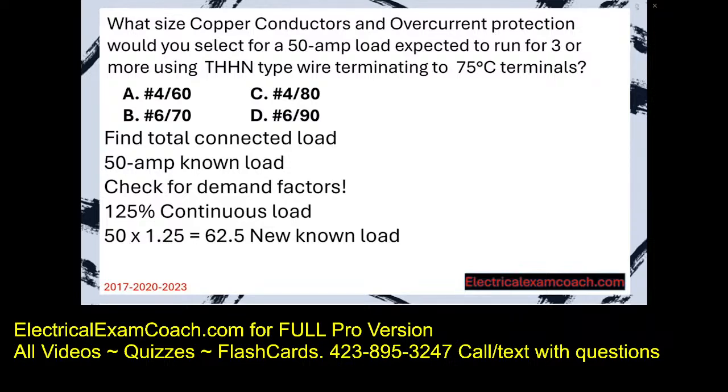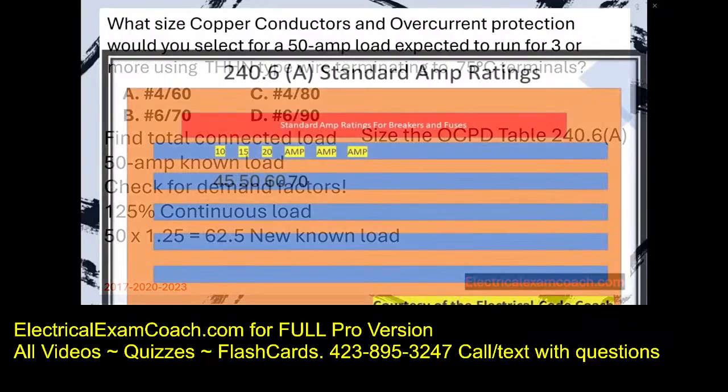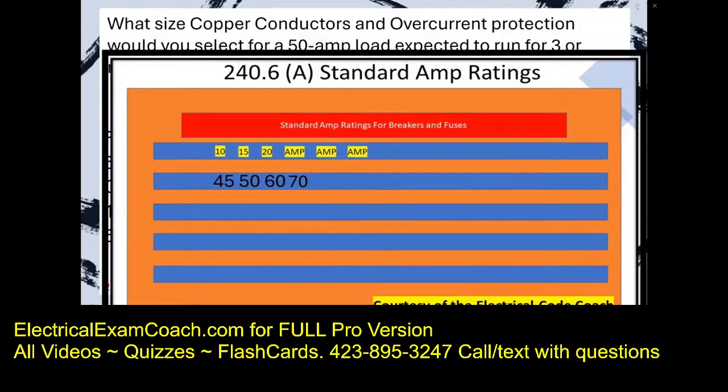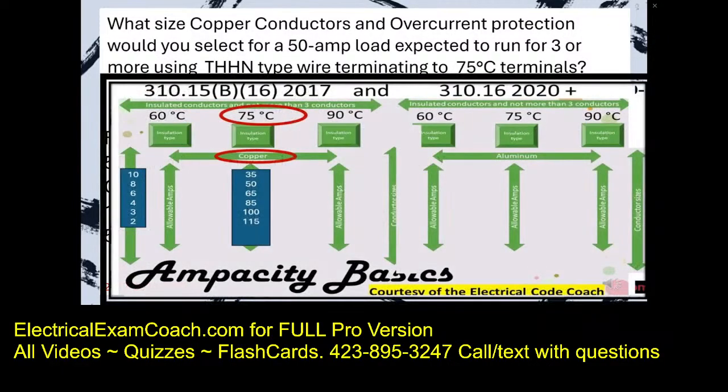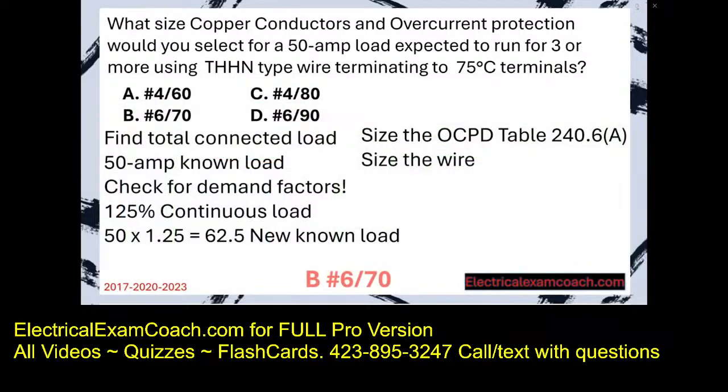Now we can size our overcurrent protective device. We head to our table, we choose the next standard size, which in this case is going to be a 70. Now let's size our wire. Heading to our primary ampacity table, we're going to be on the copper side of the table in the 75 degree C column, and we find a wire that meets or exceeds the known load. When we do, we find that it needs to be a 6-gauge wire on a 70 amp breaker.